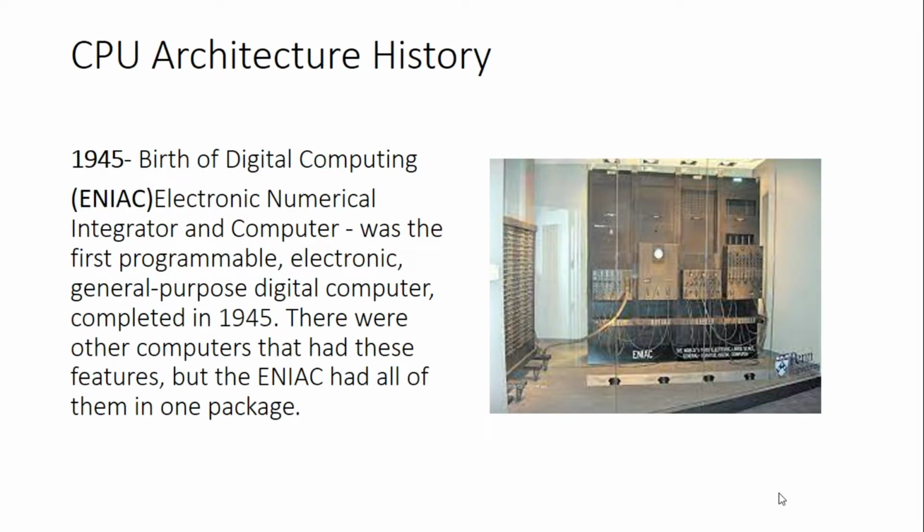Next, the CPU architecture history. In the year 1945, the birth of digital computing arose. ENIAC, or the Electronic Numerical Integrator and Computer, was the first programmable electronic general-purpose digital computer, completed in the year 1945. There were other computers that had these features, but the ENIAC had all of these in one package.